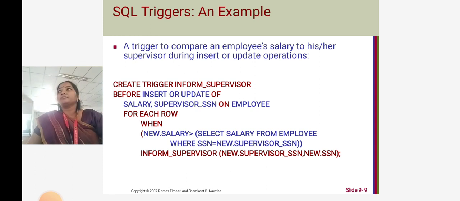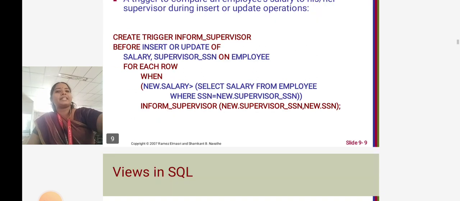A trigger to compare an employee's salary to his or her supervisor's during insert or update operations. CREATE TRIGGER INFORM_SUPERVISOR BEFORE INSERT OR UPDATE OF SALARY, SUPERVISOR_SSN ON EMPLOYEE FOR EACH ROW WHEN (NEW.SALARY > (SELECT SALARY FROM EMPLOYEE WHERE SSN = NEW.SUPERVISOR_SSN)) INFORM_SUPERVISOR(NEW.SUPERVISOR_SSN, NEW.SSN).